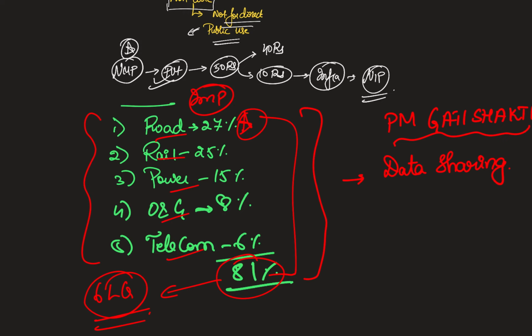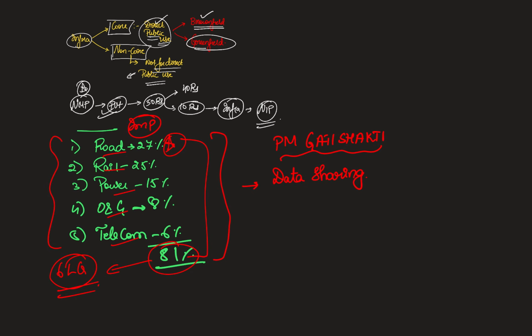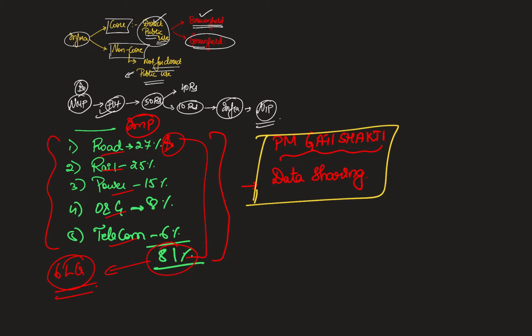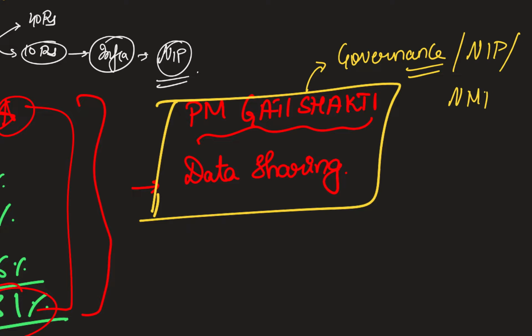Now, imagine, since all of these are handled by different ministries, it's quite possible that you might have trouble in coordination. Now, what would you do? The logical point is, we want to create a system where there is minimal miscommunication. So this PM Gati Shakti plan is that governance plan. It has nothing to do with economics. Don't confuse it with the National Infrastructure Pipeline or the National Monetization Pipeline.